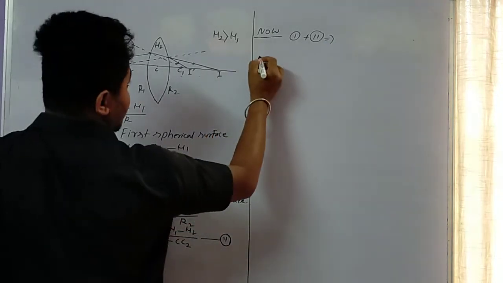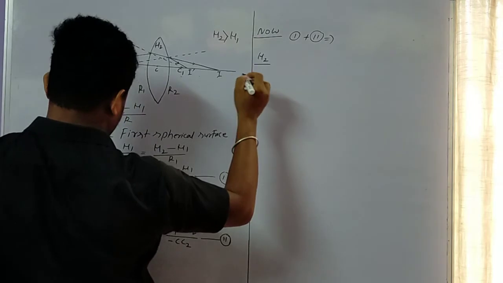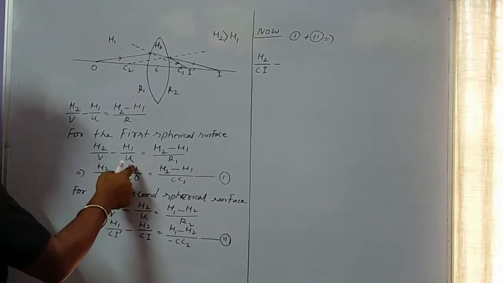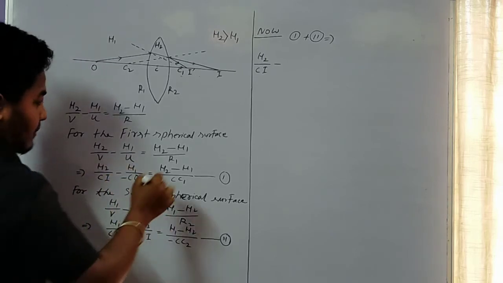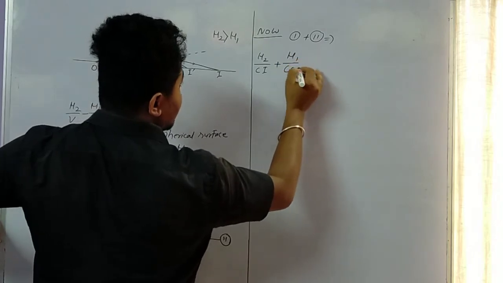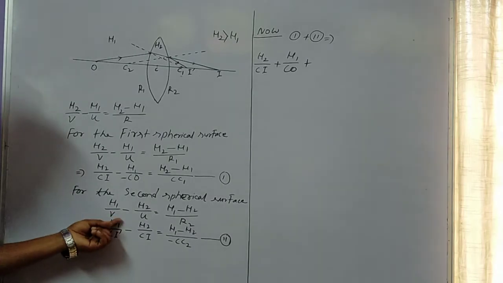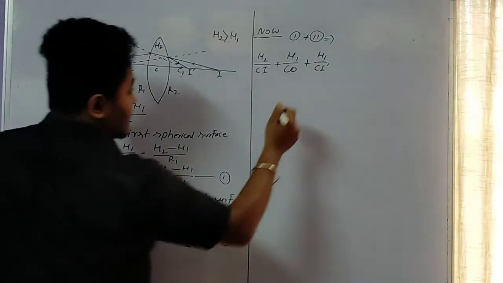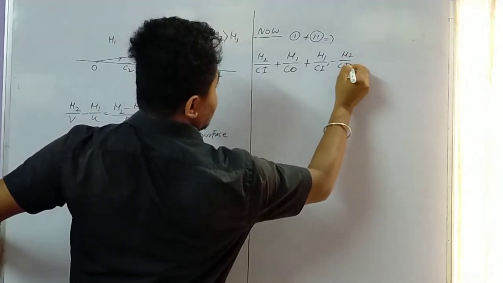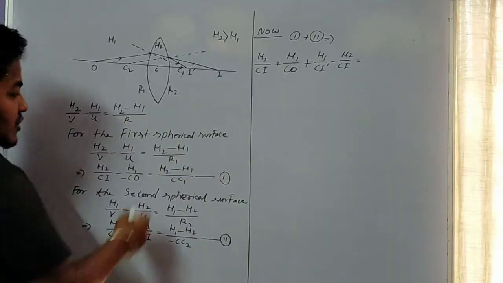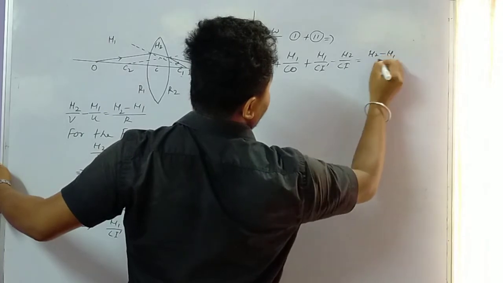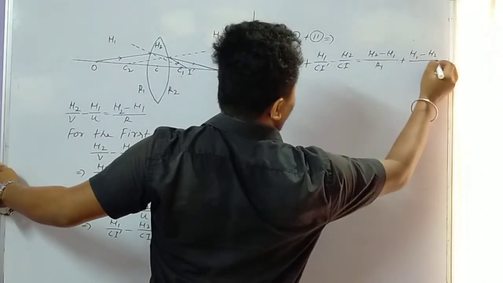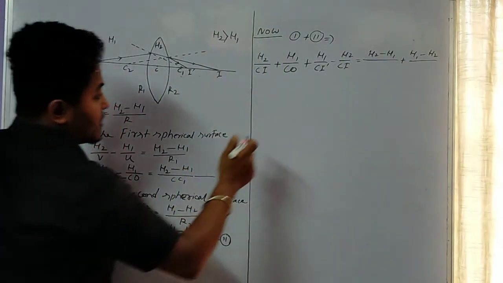I have taken this side, you see: mu2 by CI minus, this is minus minus plus, so I can write mu1 by CO plus mu1 by CI dash minus mu2 by CI, is equal to, next side will be mu2 minus mu1 by r1 plus mu1 minus mu2 by, not r1, in the place of r1 you have to write CC1.